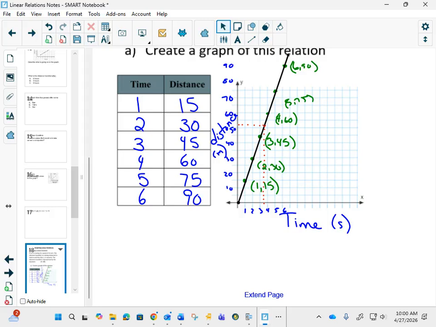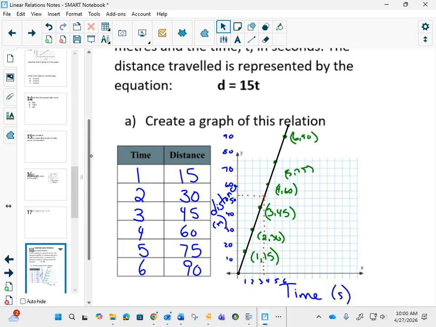So what we're finding out here is that a lot of the equations we're going to do are going to make straight lines. This is very common for a lot of things. The most common straight line graph that you will experience is when you get your first job, because you're going to get paid $16 an hour. You work 1 hour, you make $16. 2 hours, $32. 3 hours, $48. And if you graph it, it will make a straight line.